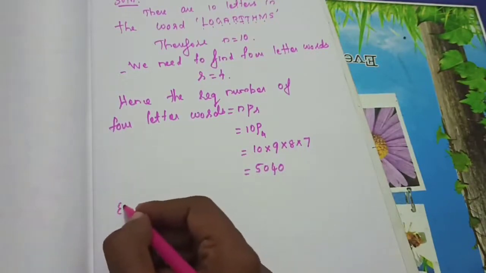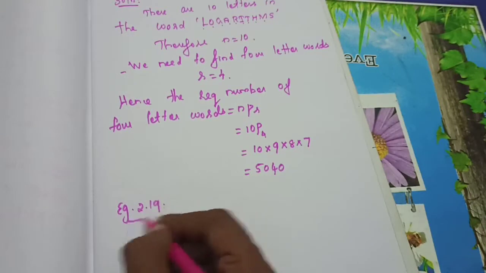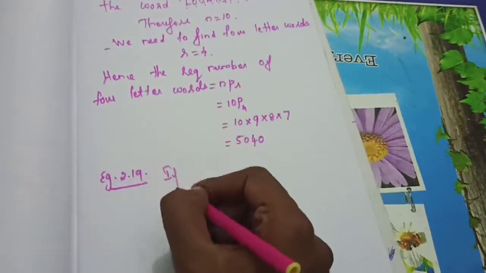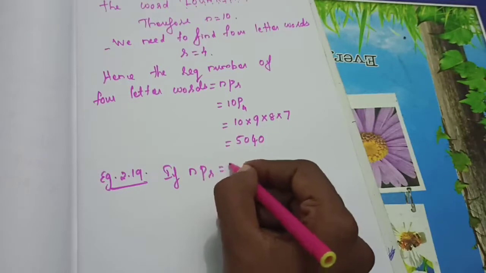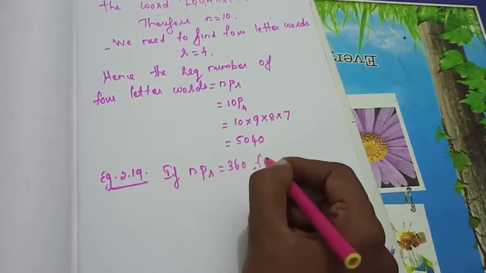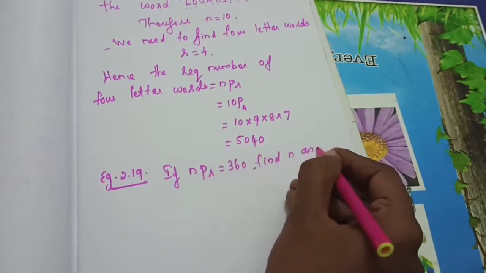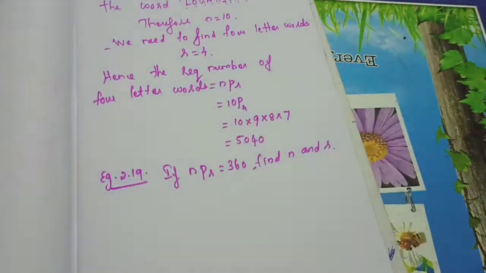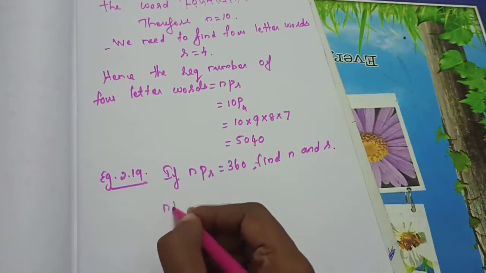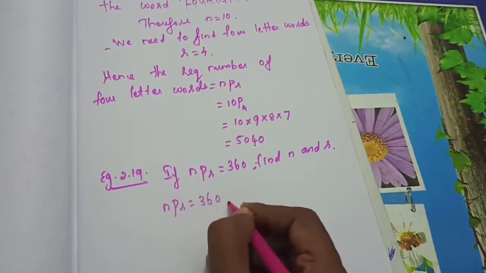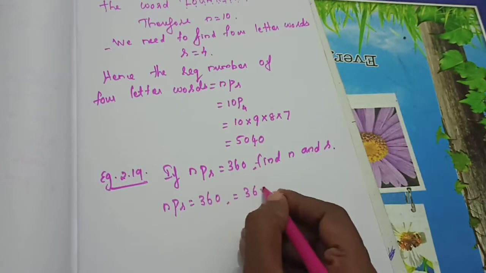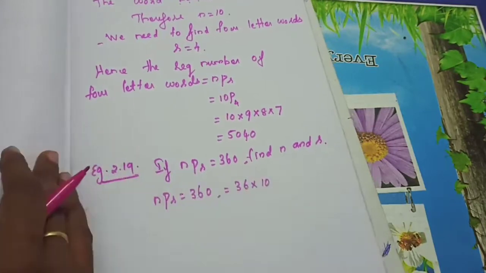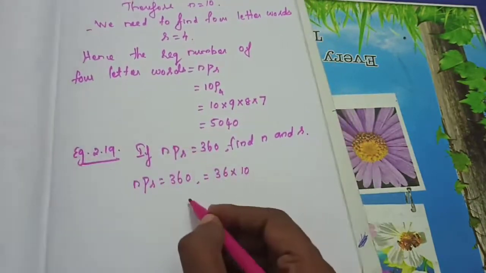Okay. Next problem, example 2.19. If nPr is equal to 360, find n and r. So here, see, we don't know the value for n and r. We need to find n and r. But only one thing is given, nPr is equal to 360. So first we need to split this. nPr is equal to 360. Shall I write this as 36 into 10? Okay.